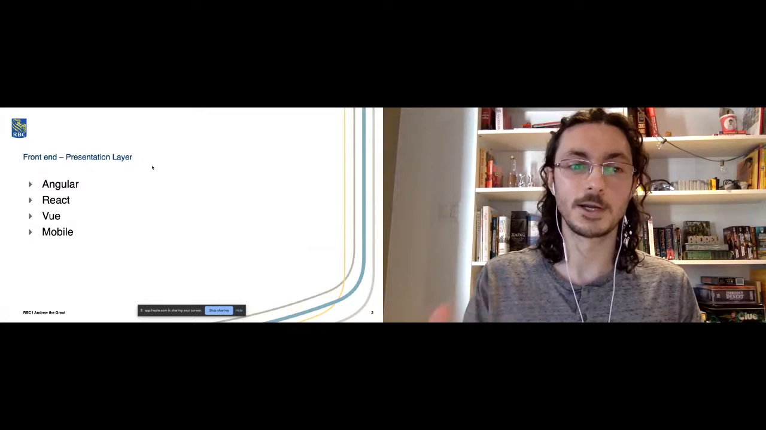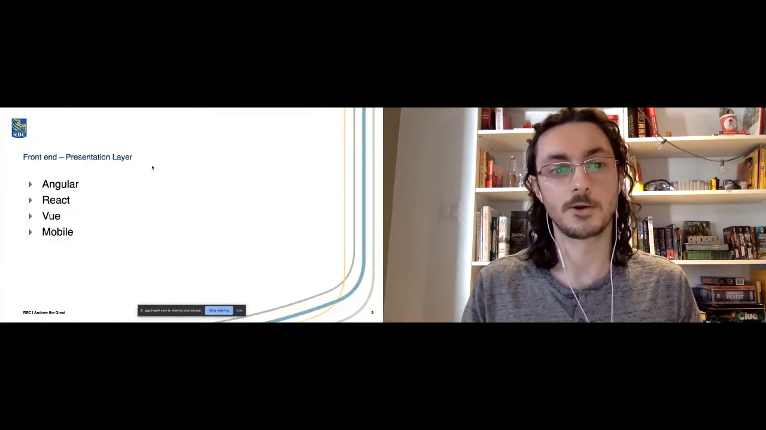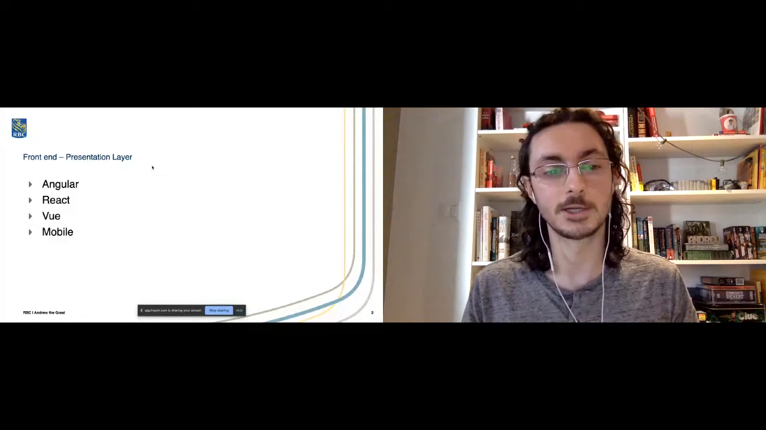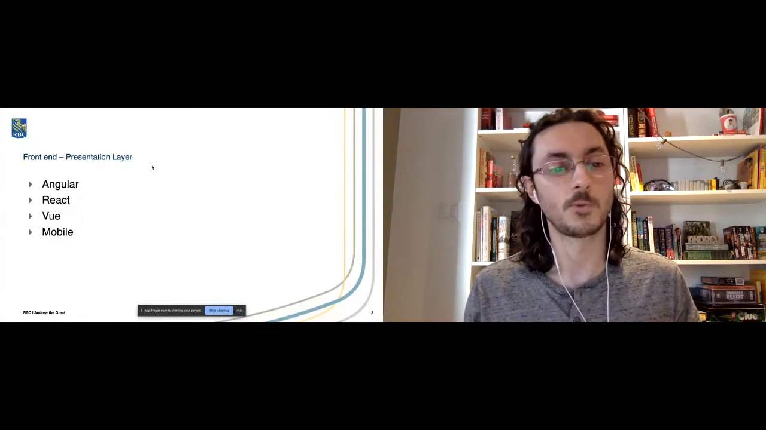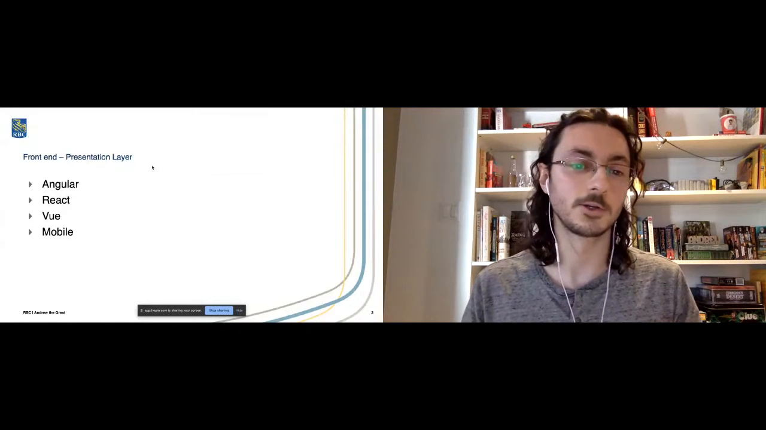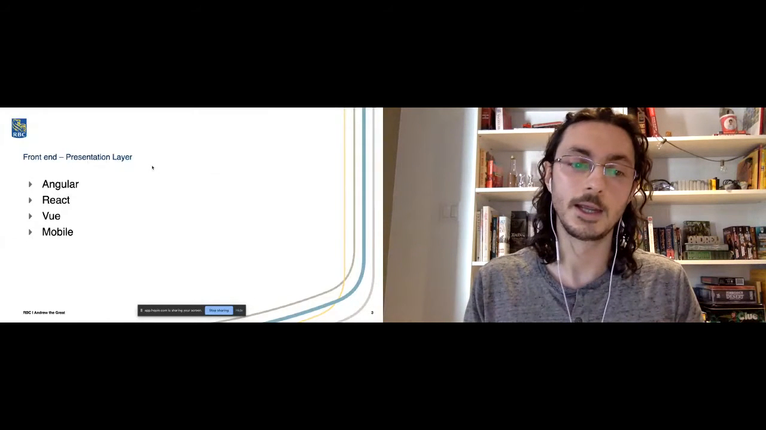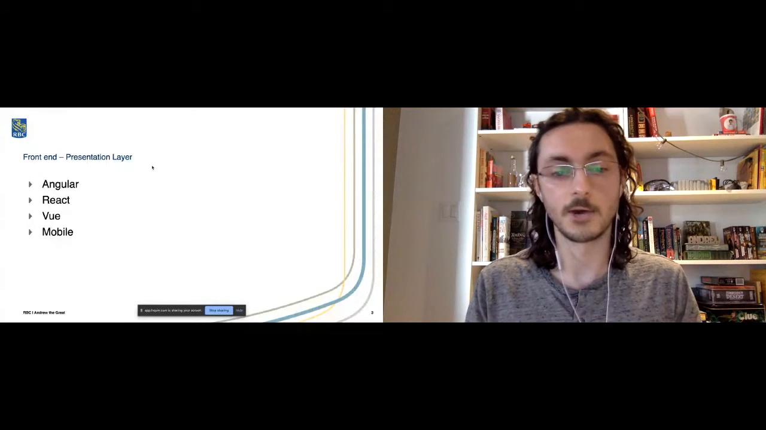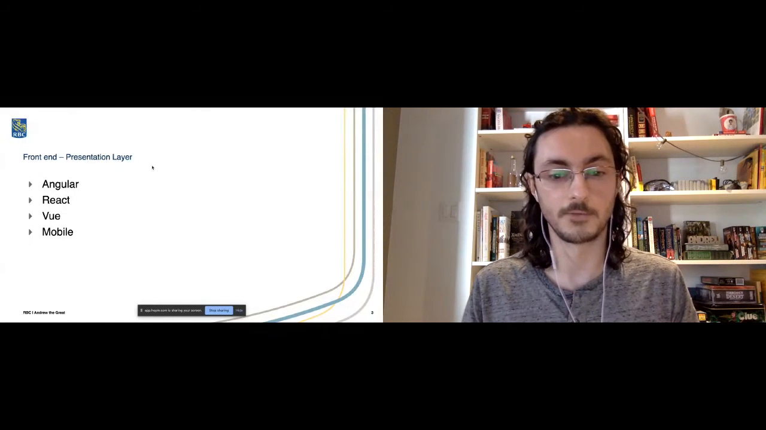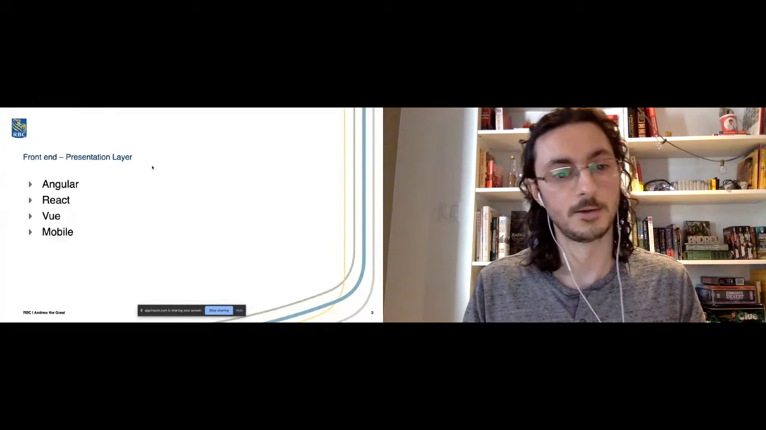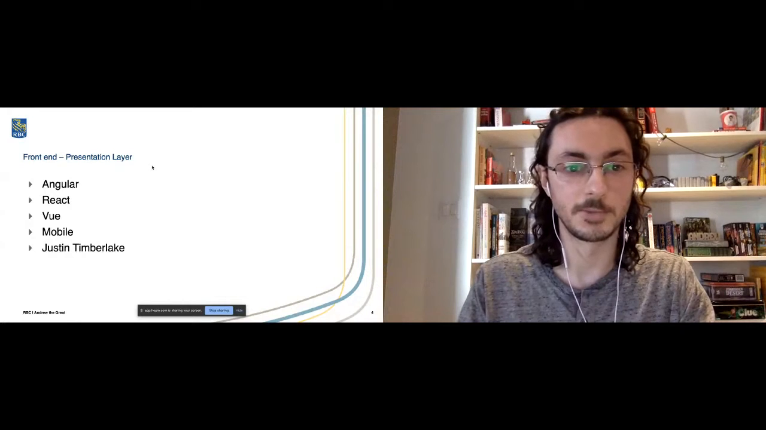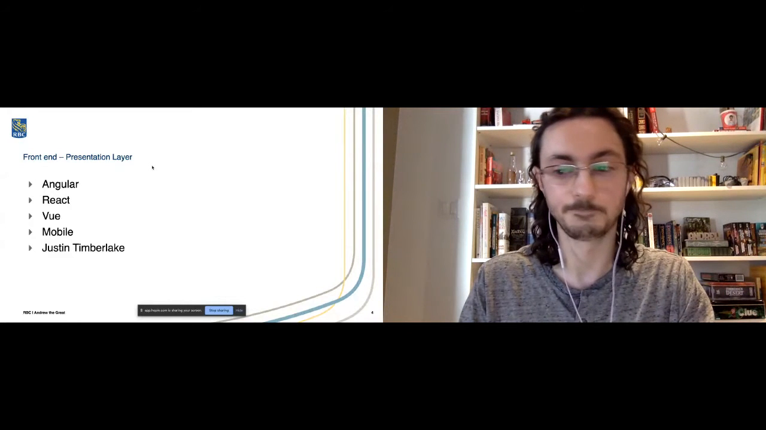So the front end would be the presentation layer where we have users interacting, seeing, requesting things to be done. Some examples of the web frameworks you can use for this are Angular, React, and Vue, and mobile, like Android and iOS, and if any of you are old enough, BlackBerry. I'm not sure anybody still has that. Of course, Justin Timberlake would also be a front-end presentation layer.